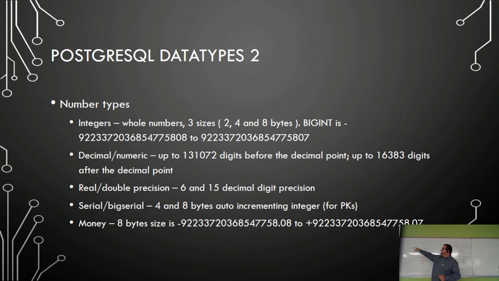If 16,000 digits precision isn't enough, you can also do a real or a double. For those of you that know it, you would know it as a float. It basically uses exponents to calculate the positioning.